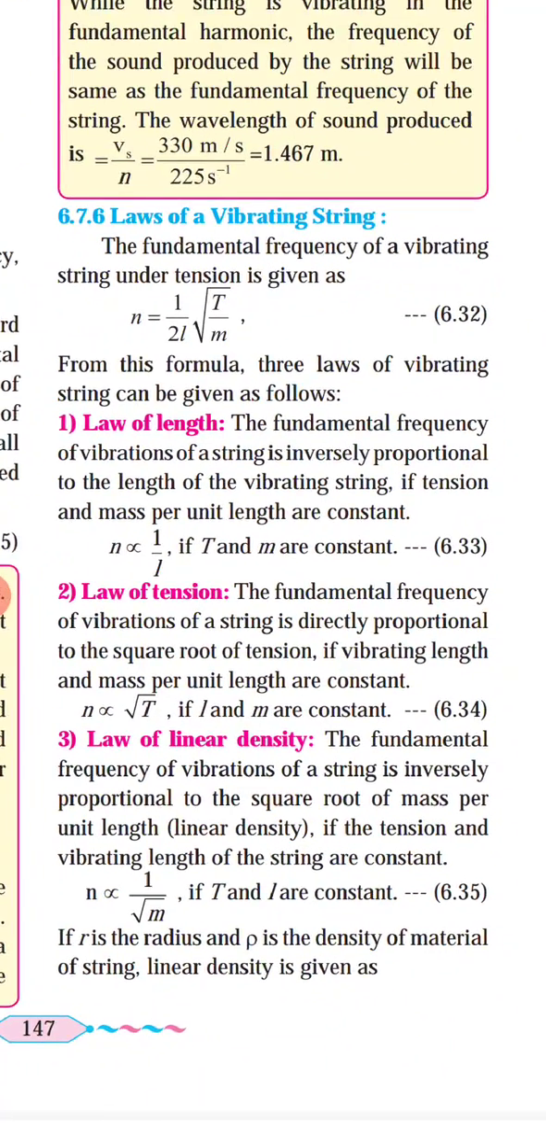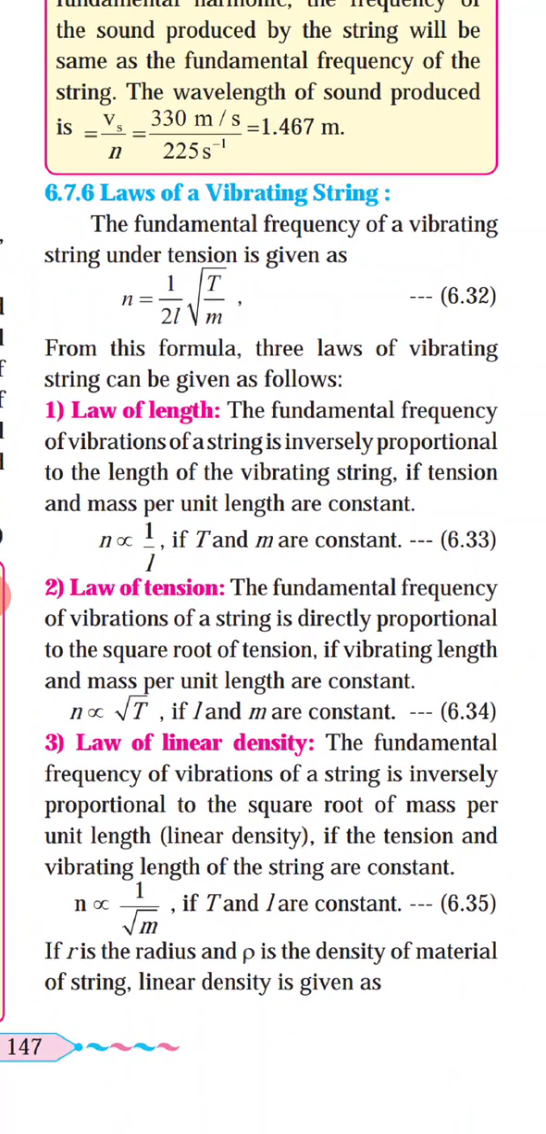Then the law of tension: the fundamental frequency of vibration of a string is directly proportional to the square root of tension, if vibrating length and mass per unit length are constant. Then n is directly proportional to under root of T if m and l are constant. So n upon under root T is also equal to constant.